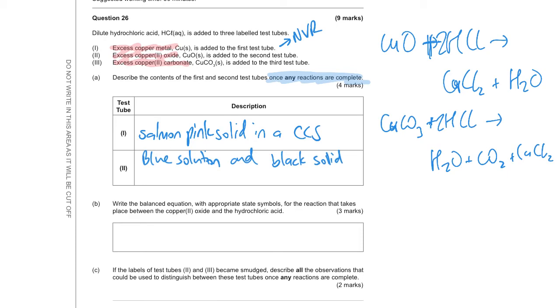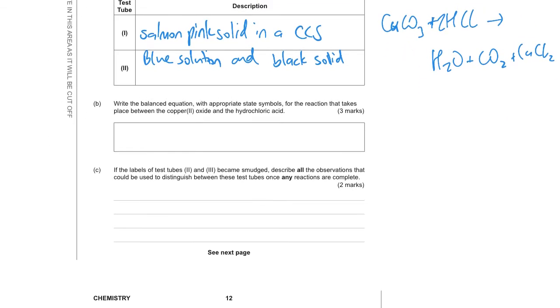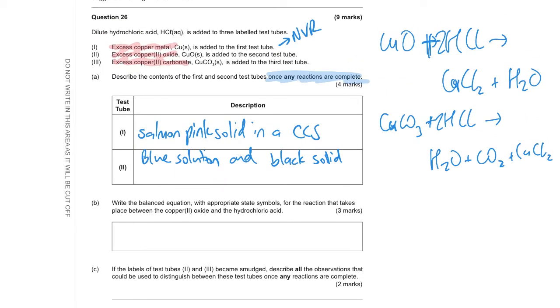Let's have a look at the next one. Write the balanced equation with appropriate state symbols for reaction that takes place between copper 2 oxide and hydrochloric acid. Okay, so the copper 2 oxide and the hydrochloric acid, you've got to be thinking that what will occur. So we already wrote what will occur. It's going to be this reaction over here.